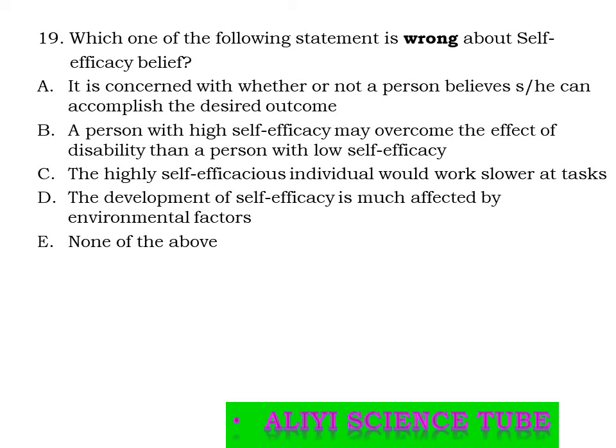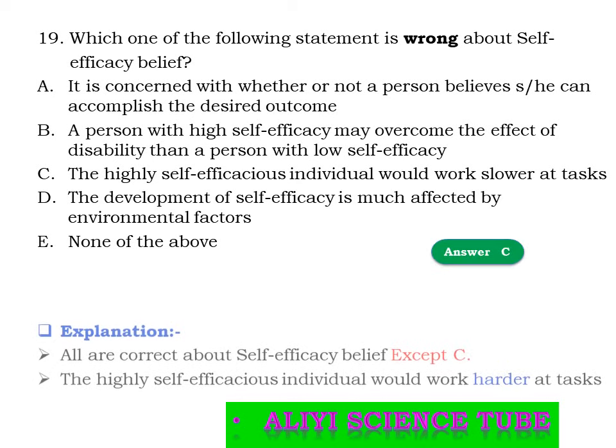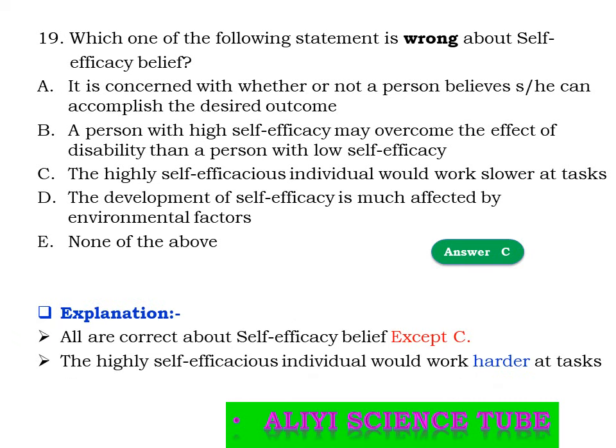D. The development of self-efficiency is much affected by environmental factor. It is correct. E. None. So the answer is C. Because all of the above are correct about self-efficiency belief, except C. Means that the highly self-efficient individual would work harder at tasks. So the wrong one is C.